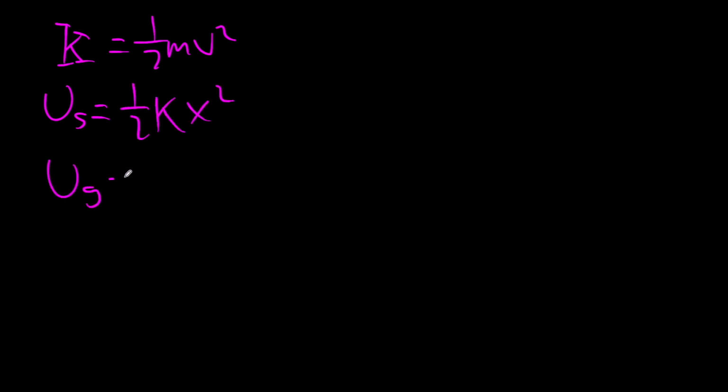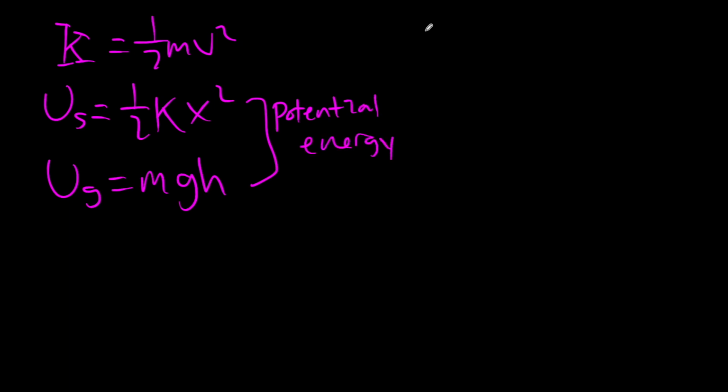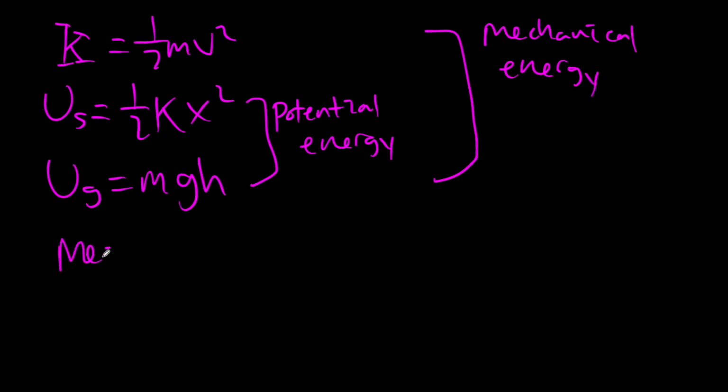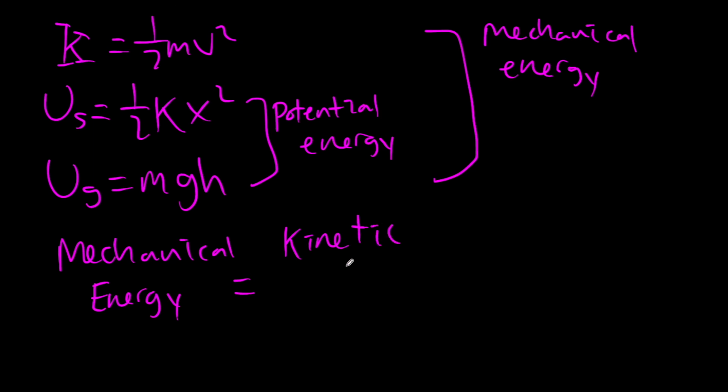So we have studied 3 main energies in this lecture, which are kinetic energy, spring potential energy, and gravitational potential energy. Right? And those two energies are potential energy. And those 3 energies are what is known as mechanical energy. So mechanical energy is equal to kinetic energy plus potential energy.